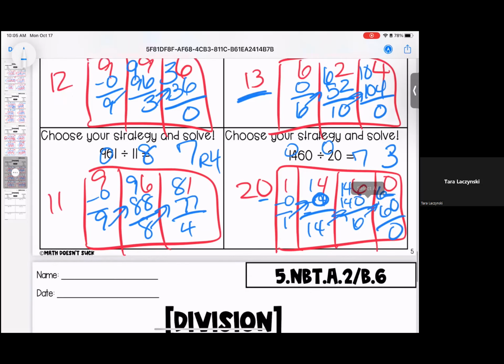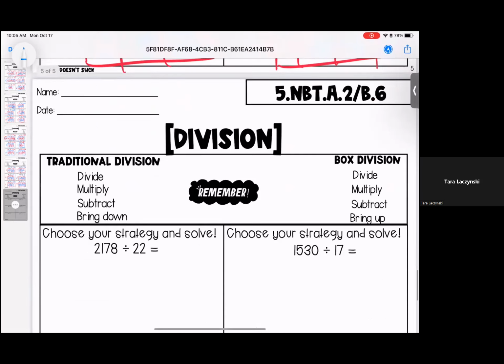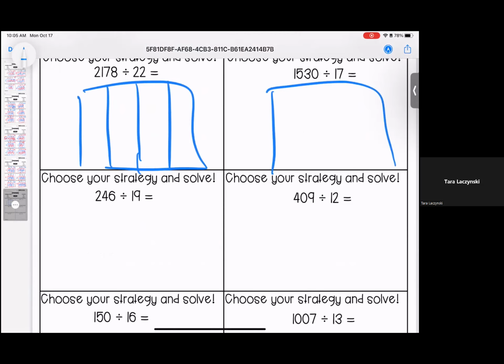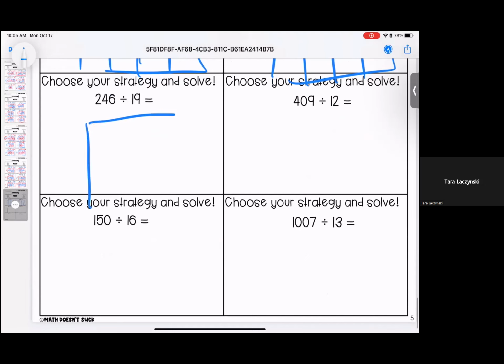We are going on to the last page. If you are not up to this one yet, please go ahead and stop your video. But if you are, I'm going to set these up real quick, and then we are going to go through our last page of the week.